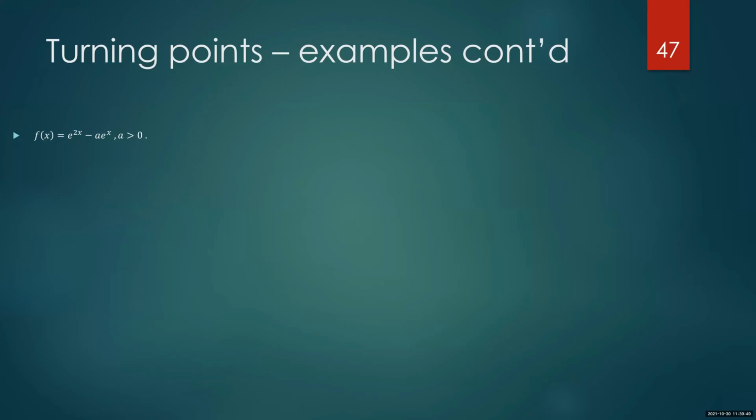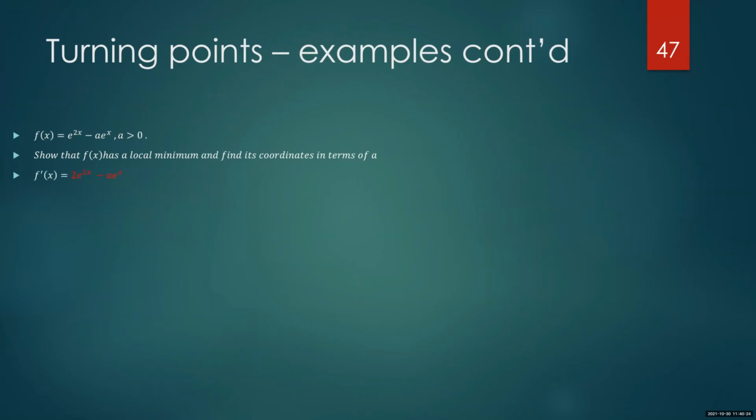So here's another example. Then f of x is equal to e to the power of 2x minus a e to the power of x, where a is greater than 0. Show that f of x has a local minimum and find its coordinates in terms of a. So the first thing we want to do is differentiate it. We want to get f dash of x first, find where that's equal to 0. Then we want to get f double dash of x and determine if that's positive.